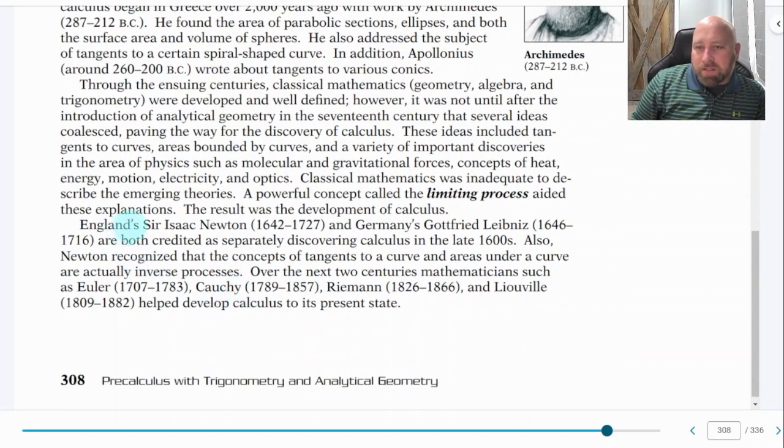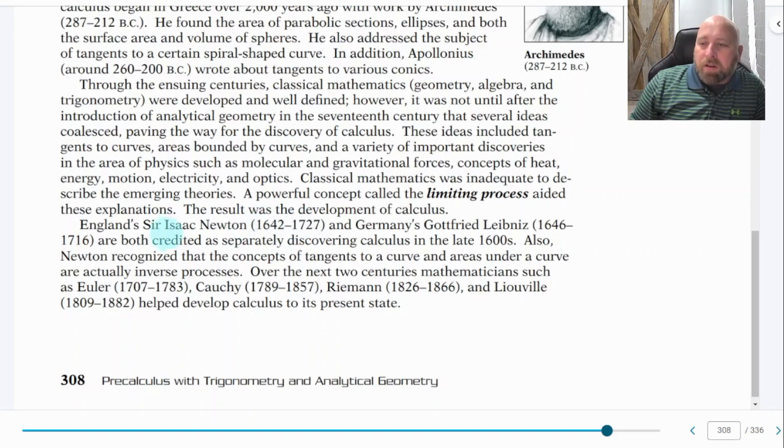Something else here that's just, to me, mind-blowing. This is pretty cool. England's Sir Isaac Newton lived from 1642 to 1727, and this other guy, Germany's Gottfried Leibniz, lived from 1646 to 1716. If you compare these dates, they're really close together. Born within 4 years of each other, died within 10 years of each other. So pretty neat. Their lives were basically right on top of each other, but they lived in two different places.